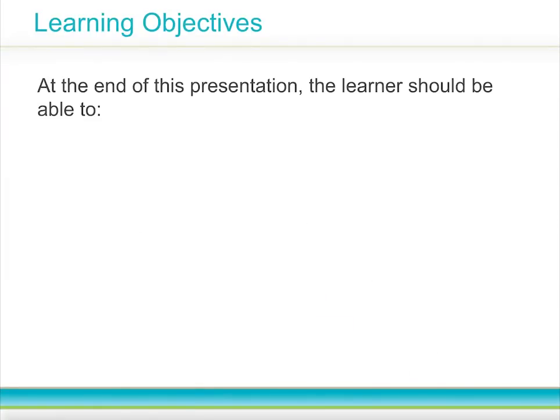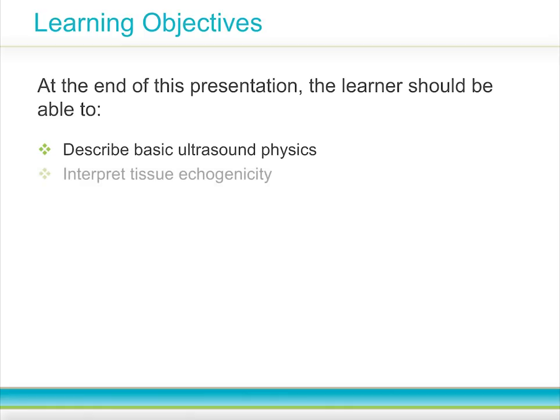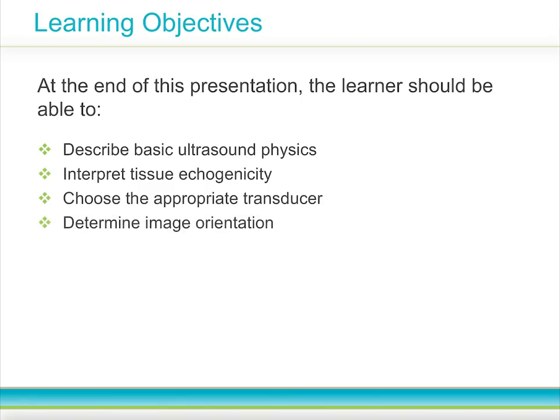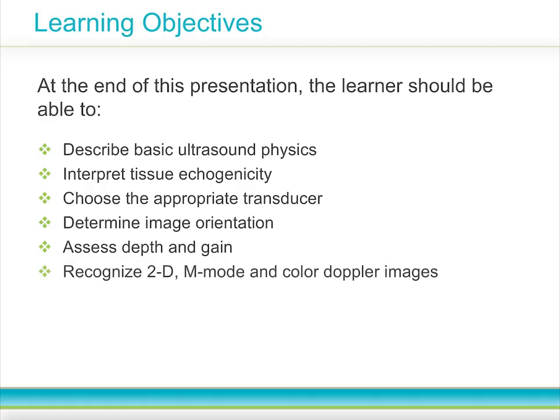The first step in learning to use ultrasound is to have a basic understanding of how medical ultrasound works. In this presentation, I will review some basic ultrasound physics and then give an overview of image interpretation and acquisition. Specifically, I will discuss the basic physics of ultrasound, interpreting tissue echogenicity, choosing the appropriate transducer for common exams, image orientation, depth and gain, and the difference between 2D, M-mode, and color Doppler on a very simple level.